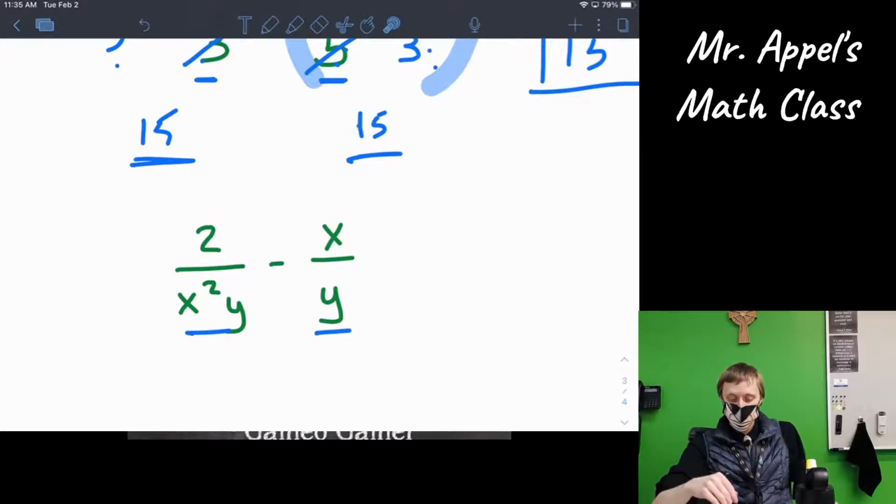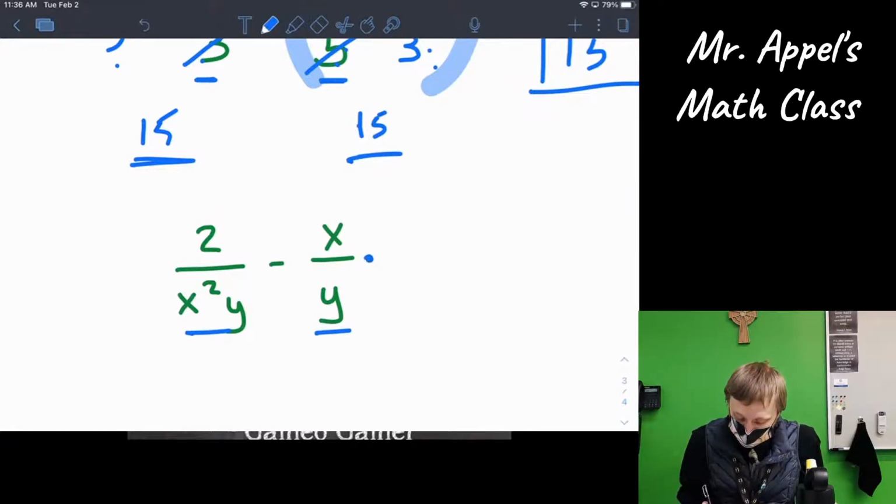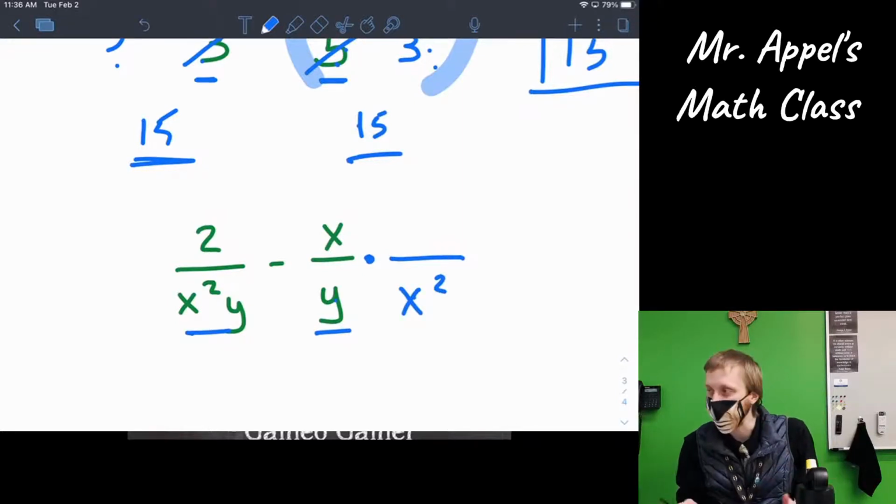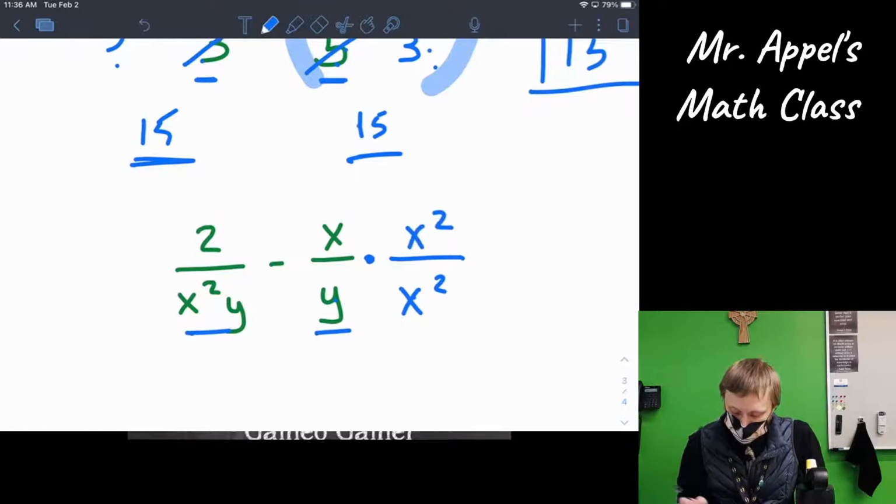Is there something we can multiply x squared y by to get just y? Or is there something we can multiply y by to get x squared y? I think there is, right? If we multiply this guy by x squared times y, it'll be x squared y. So I need x squared times x squared, right? Which means up top I have x cubed.